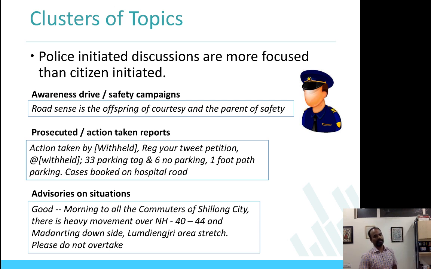"Road sense is the offspring of courtesy and the parent of safety" are the kind of posts that police do. Prosecution and action reports, action taken, regarding a quit petition and the details about it. Advisories on situations: "Good morning to all commuters of Shillong City, there is a heavy movement over NH 40 to 44," and so on. So the topics are pretty small.